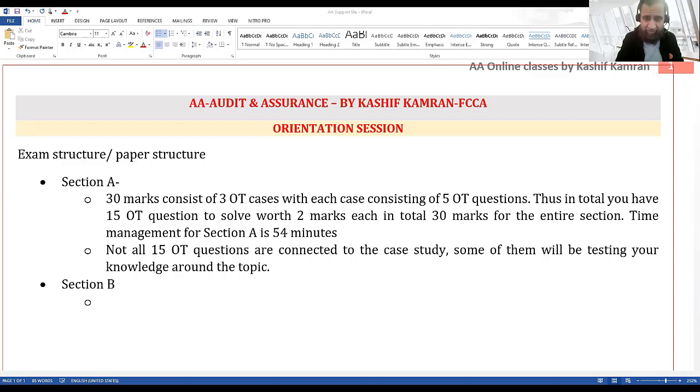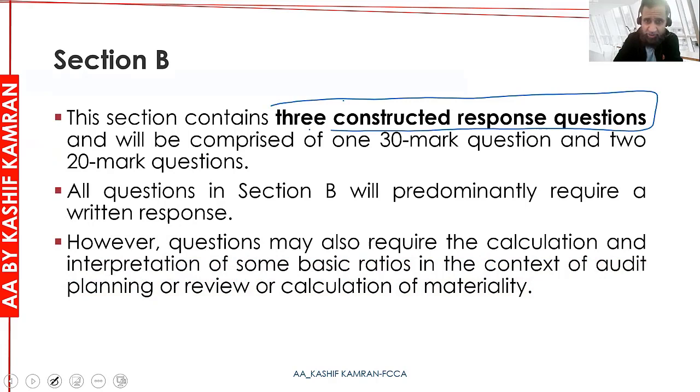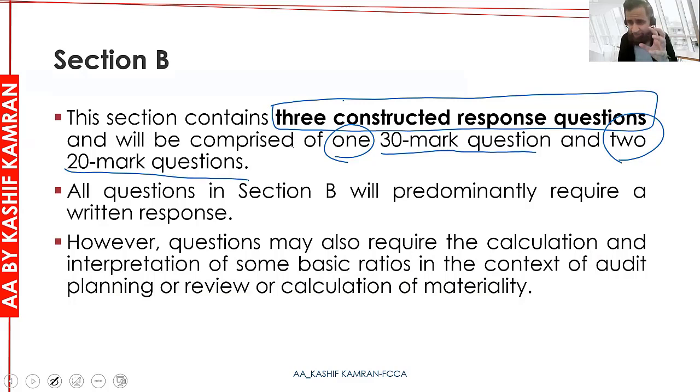Section B of the paper, a very critical section because it's a constructed response area. In the constructed response area, you need to type in the answer. The section contains three constructed response questions. I hope you can all see the PowerPoint back again. It will be comprised of a 30 marks question and two 20 marks questions, making up the 70 marks in section B. So this is a constructed response area.